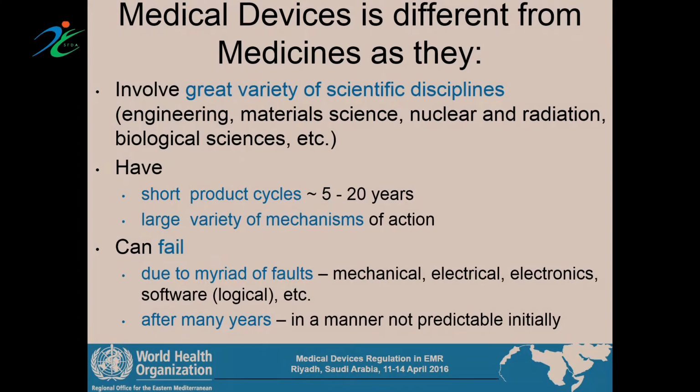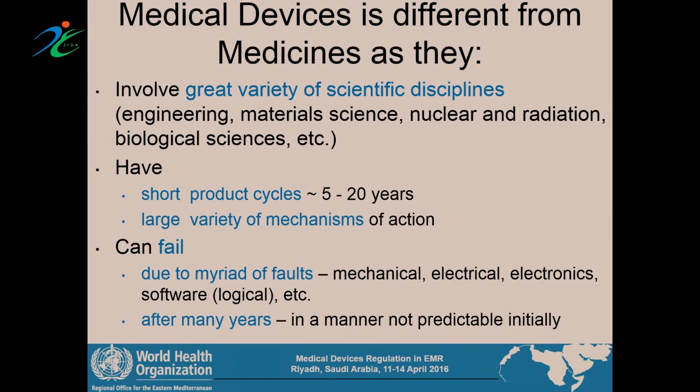Because actually medical devices are different from medicine regulations. Why? Medical devices involve a great deal and a great variety of scientific disciplines. They involve engineering, sometimes material science, sometimes nuclear and radiation, like the equipment used for cancer treatment, sometimes biological sciences, and some of the devices even have drugs inside them, and so on. So they're quite different in having a variety of disciplines.